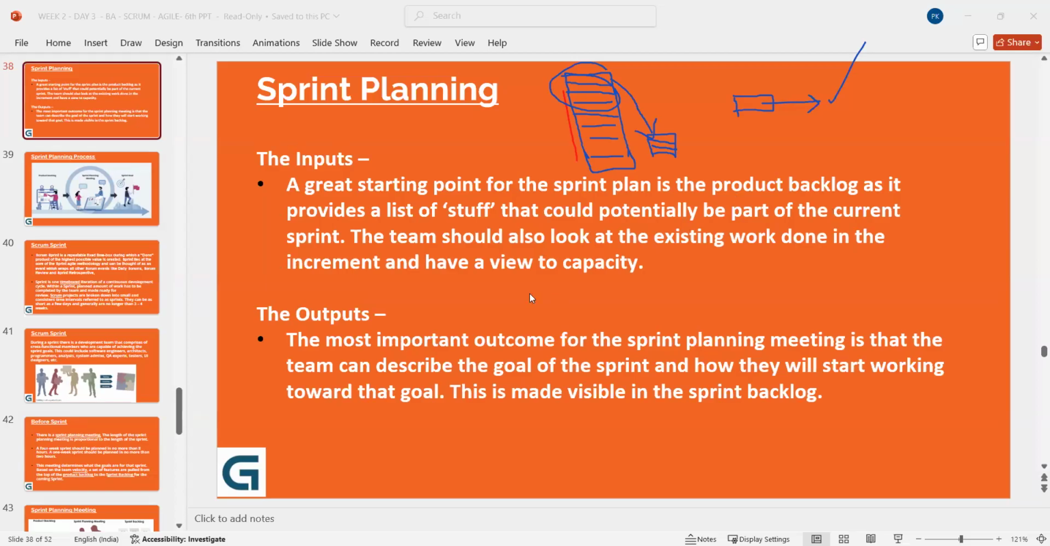Next point. Next is the team should also look at the existing work done in the increment and have a view to capacity.